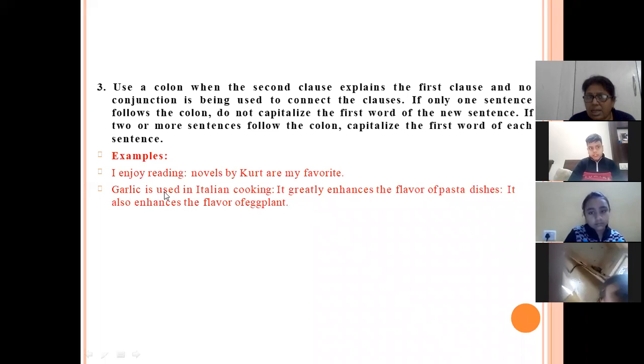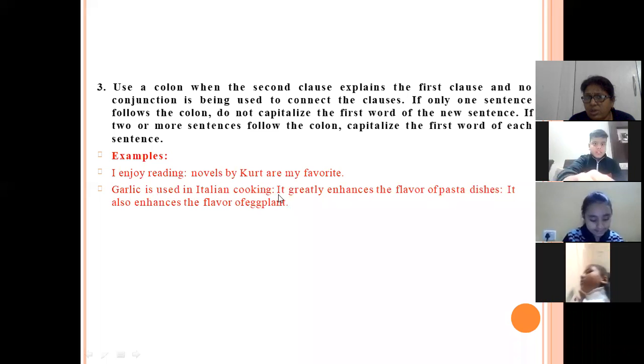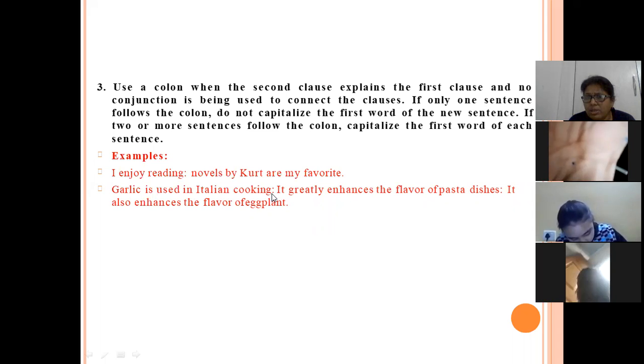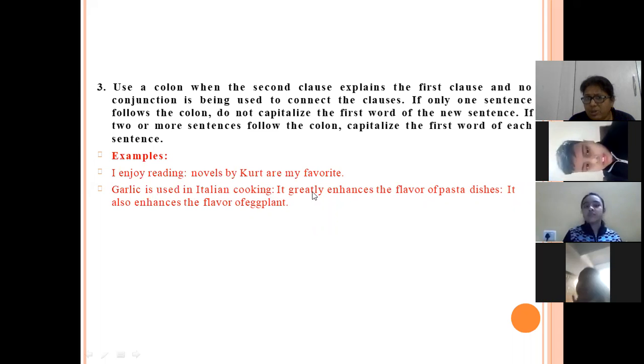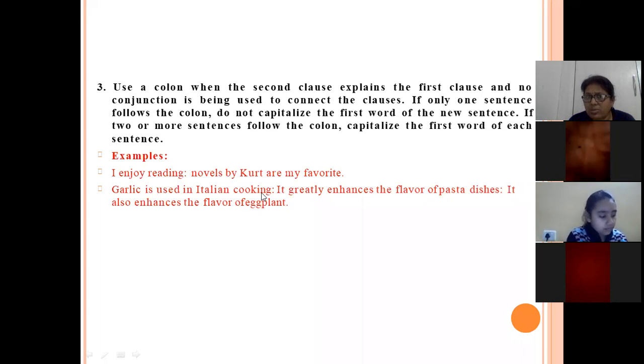See, garlic is used in Italian cooking. One sentence, it greatly enhances the flavor of pasta dishes. Second sentence, it also enhances the flavor of eggplant. So three sentences are there. That's why we are using what? Capital here also, and we have put what? Colon sign here. Because this is the part which is explaining about garlic, which is used in Italian cooking.